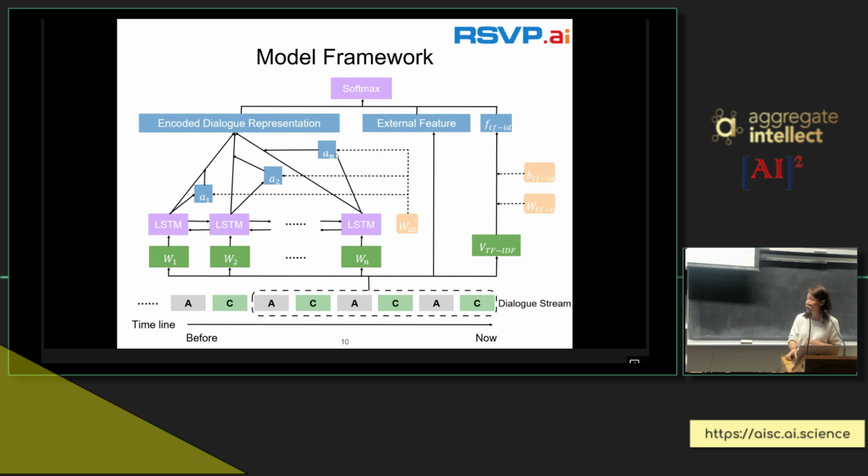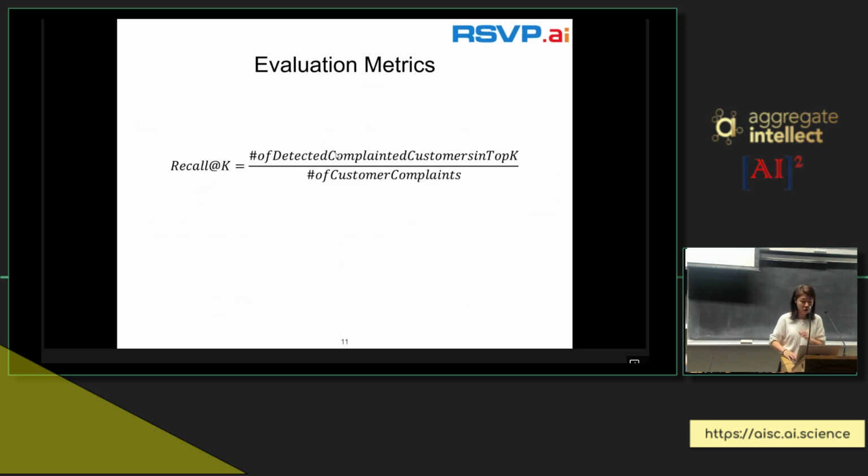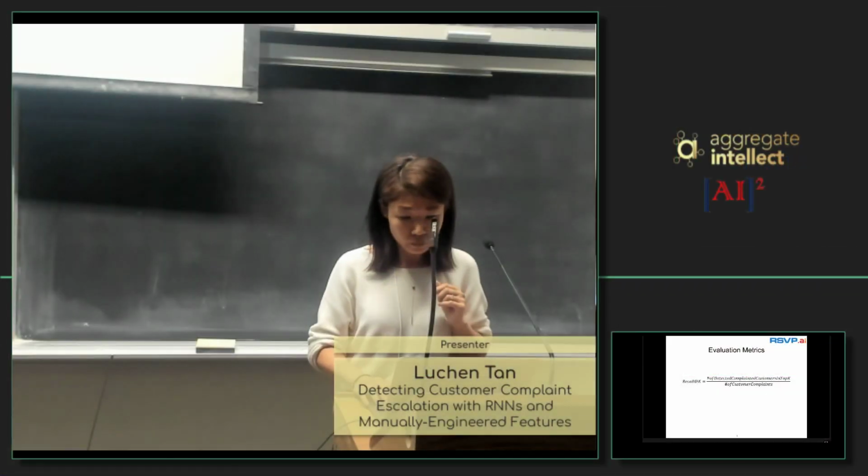So this is our evaluation. We evaluated the model by using recall. The recall is defined as the number of detected complaint customers in the top K. K here means that, for example, the company has a specialist pool that we report to, and the specialists will try to connect to the complex cases of these customers and solve their problems more efficiently. So K depends on the size of the pool. And then we divide it by the number of customer complaints on that day.